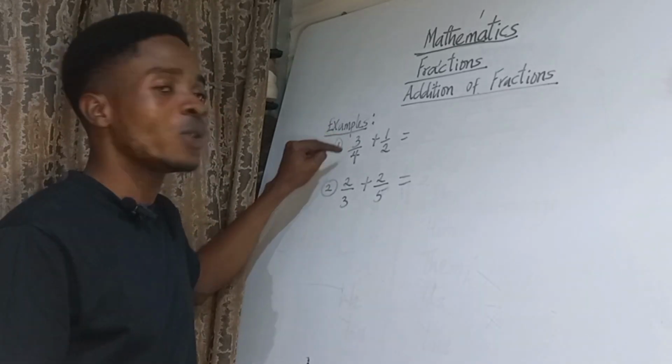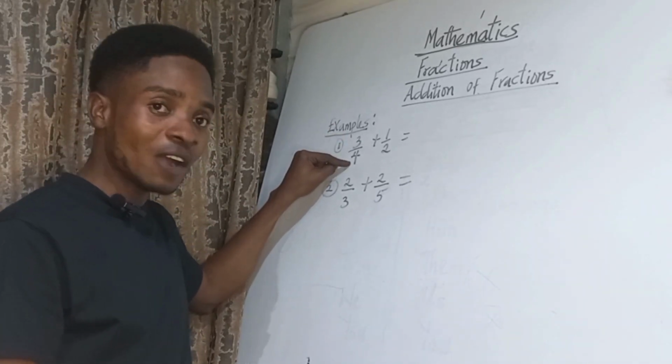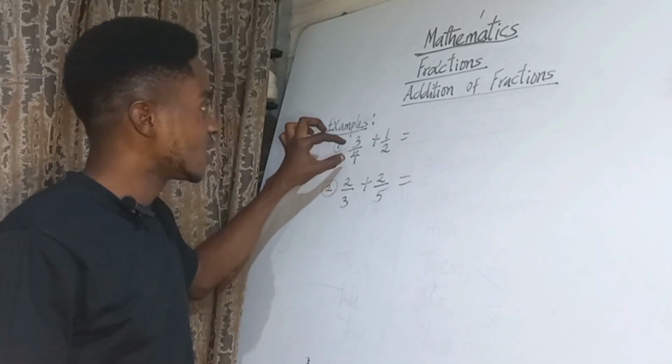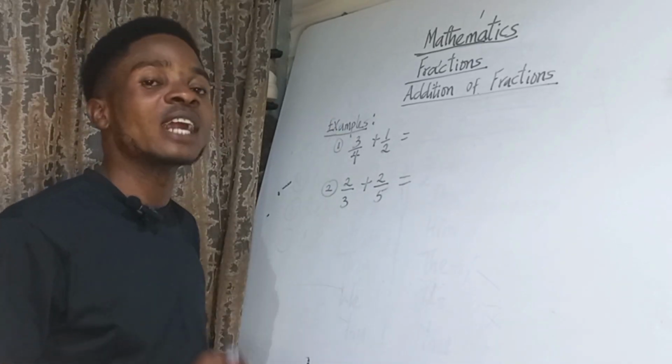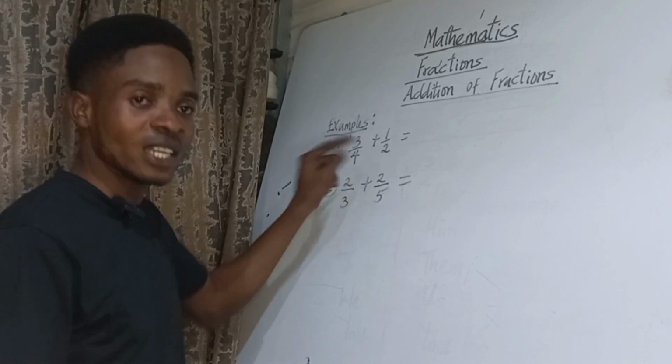So we have 3 here, we have 4 here. Between these two, 4 is bigger. And we can see that 4 is shouldering or 4 is carrying 3. This, we call a proper fraction because the bigger one is carrying the smaller one. Same thing here, same thing here, same thing here, right?